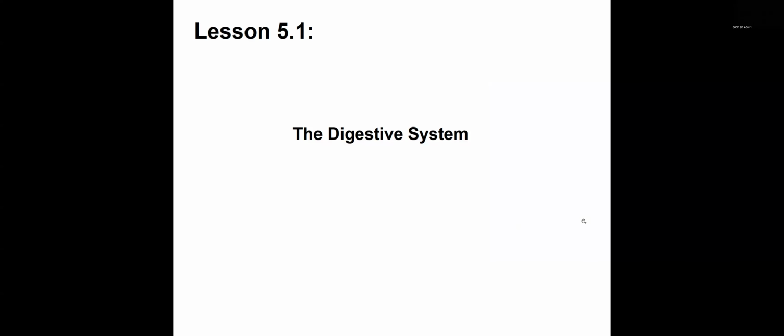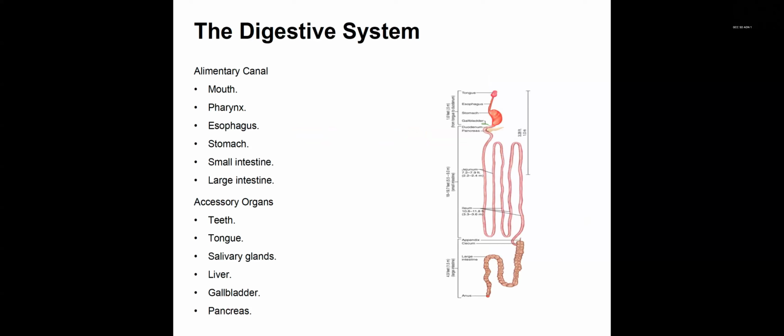So looking here, you have the digestive system. Here's a big visualization of the digestive system. You can see, starting from the oral cavity all the way down to the anus, this is referred to as the alimentary canal, which is the primary structures of the digestive system.